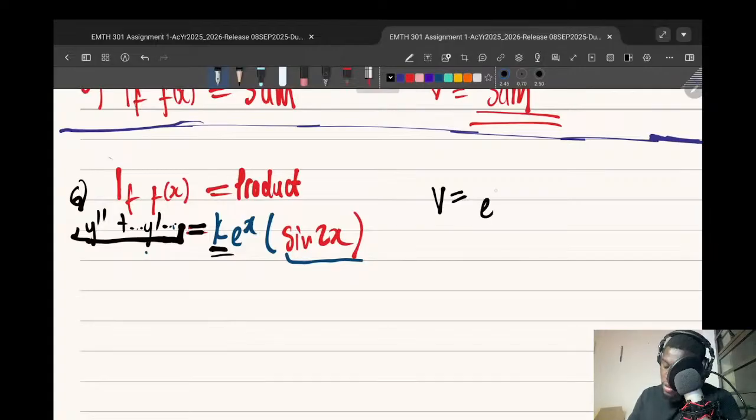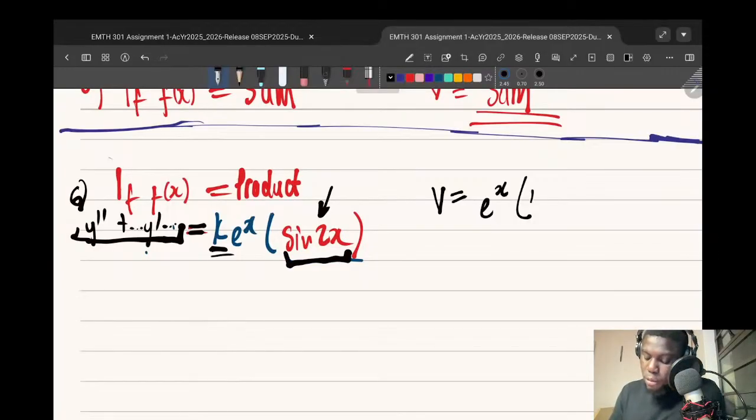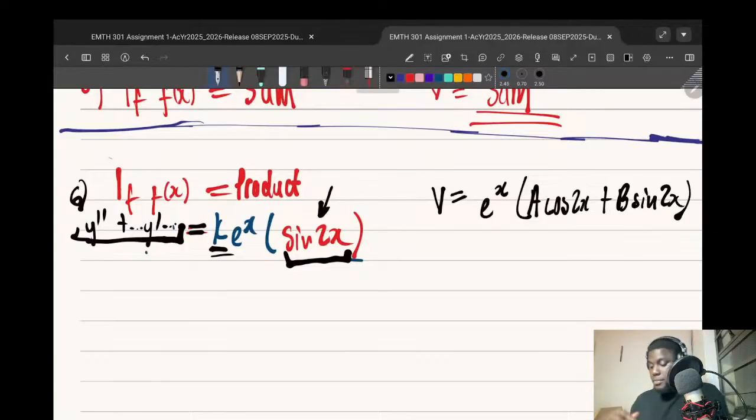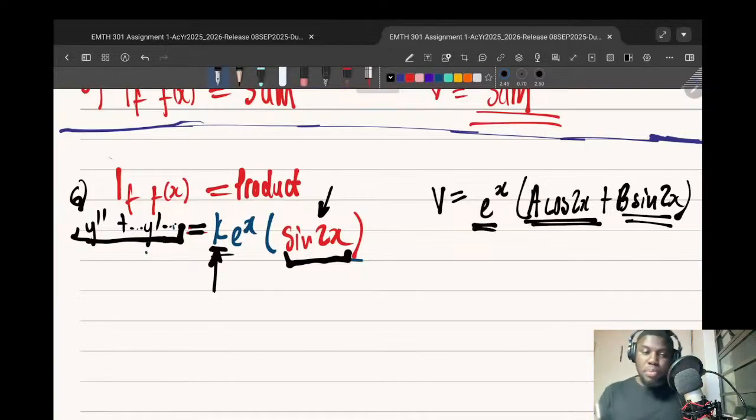That's the last situation. For your v, what you do is ignore this k. You bring back e to the x. Then inside, that is when you bring back the sine and cos, but remember there will now be constants to find. So it's like you say a cos 2x plus b sine 2x. Then you need to find your a and b. You ignore this k. K doesn't even matter. No matter what number was out here, we don't even care. That is what you now do in the second step when you are finding the particular integral.